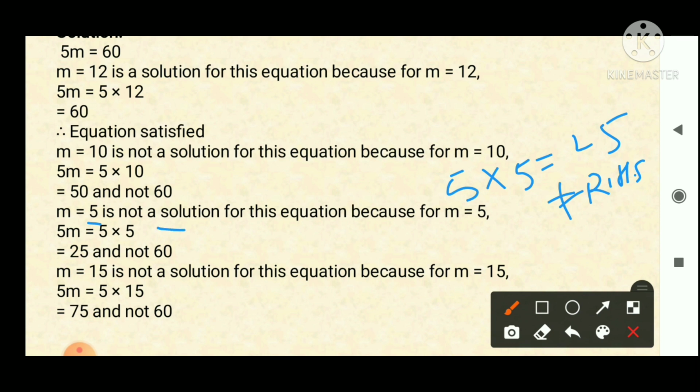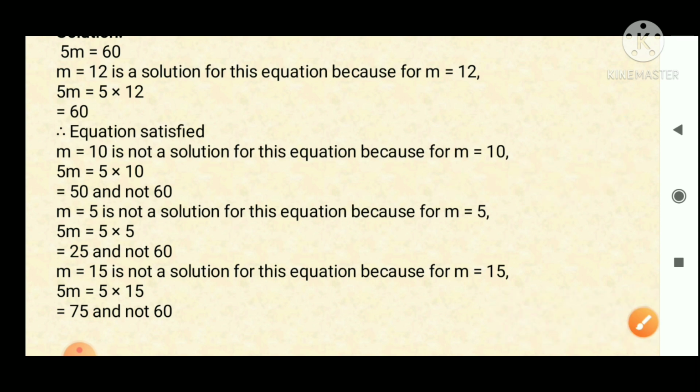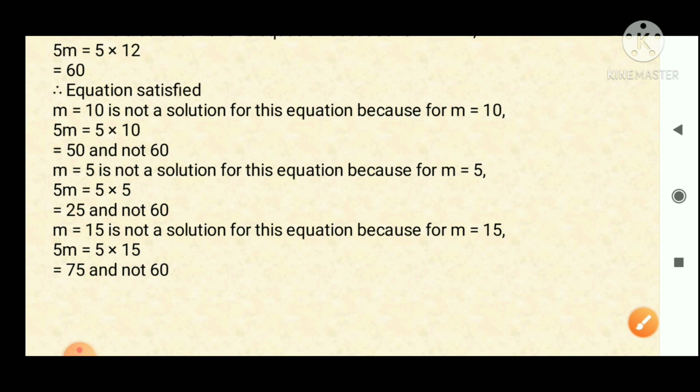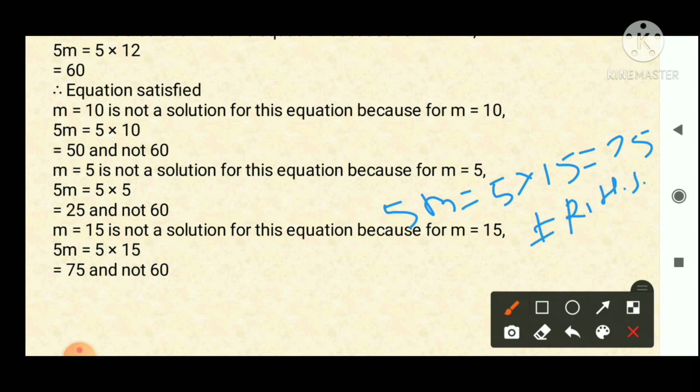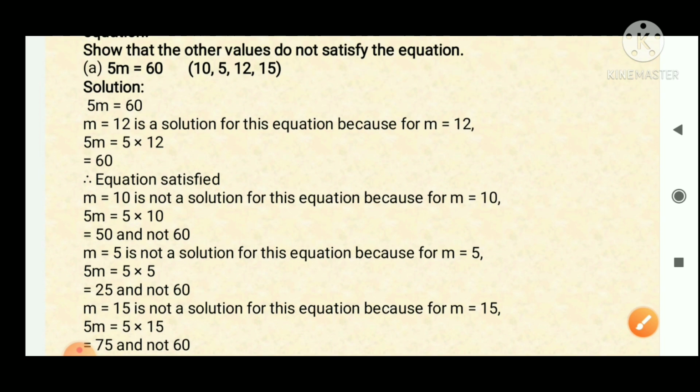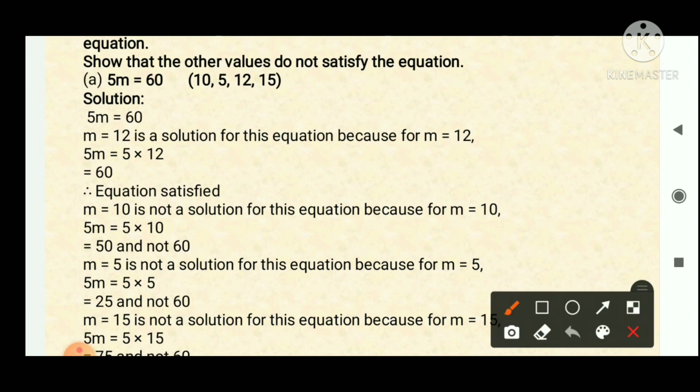So m is equal to 5 is not a solution for this equation. Next, if we take the value of variable m is equal to 15, then 5m means 5 multiplied by 15, 15 fives are 75, which is not equal to the right hand side. So here also, if we take the value of variable m is equal to 15, then the equation is not satisfied. So m is equal to 15 is not a solution for this equation. So among the given values of m, 10, 5, 12 and 15, m is equal to 12 is the solution for the equation, because for the value of variable m is equal to 12, the equation is satisfied.